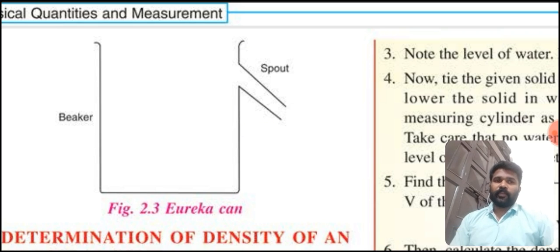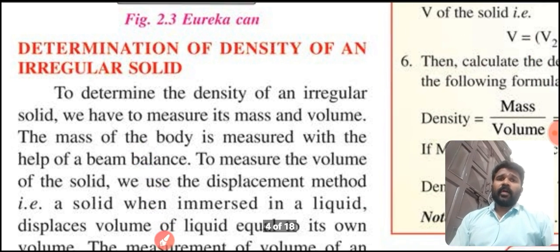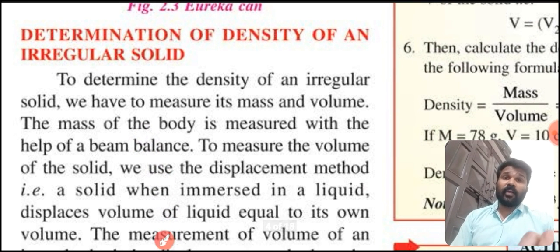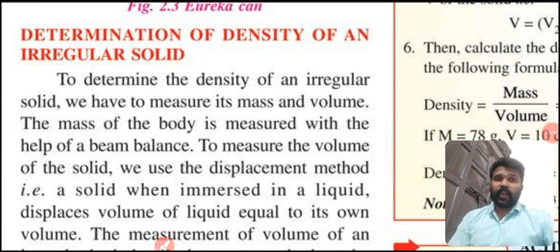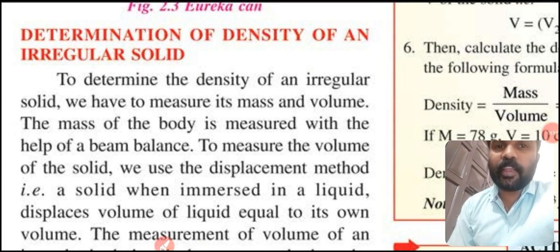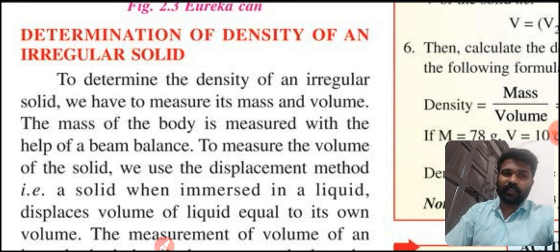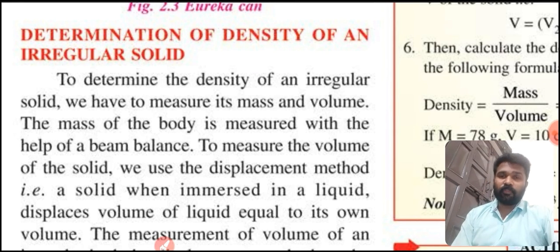You observe it. Now determination of density of an irregular solid. To determine the density of an irregular solid, regular solid we have already discussed yesterday. By using the particular formulae we can find out the volume and density. But how to determine the density of an irregular solid? We have to measure its mass and volume first.